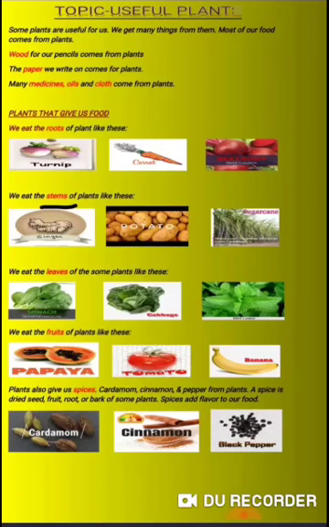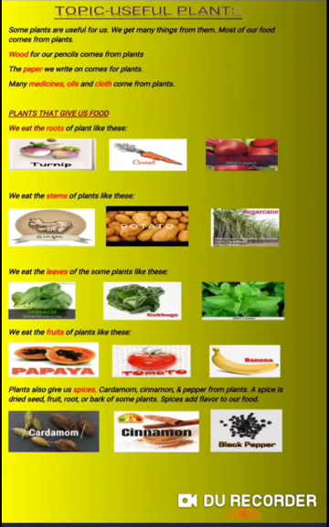We eat the stem of plants like this. So what is a stem? The main body or stalk of a plant or shrub is the stem. Here some stems are given. First is ginger, potato and the sugarcane. These are the stems. We eat the stem of plants like this. Ginger, adrak, potato, aloo, sugarcane, ganna.